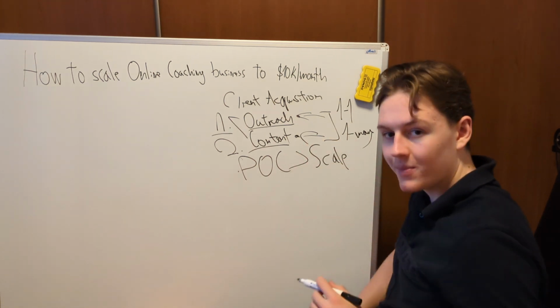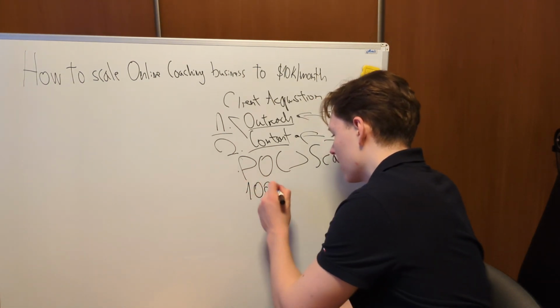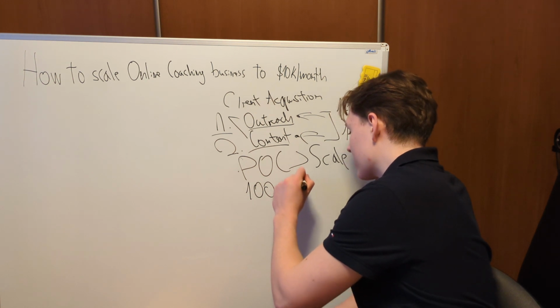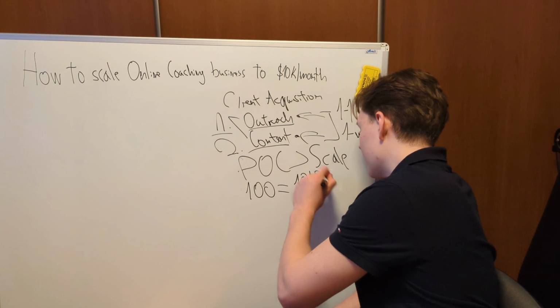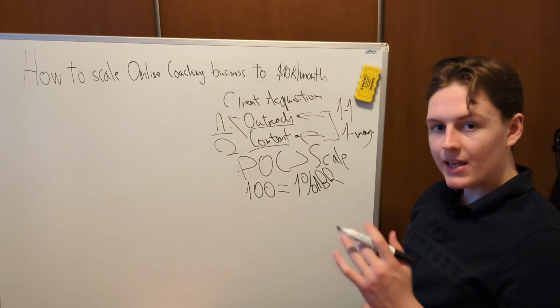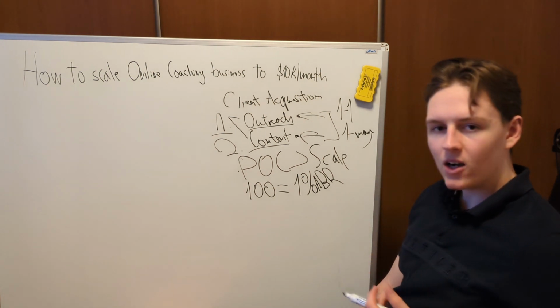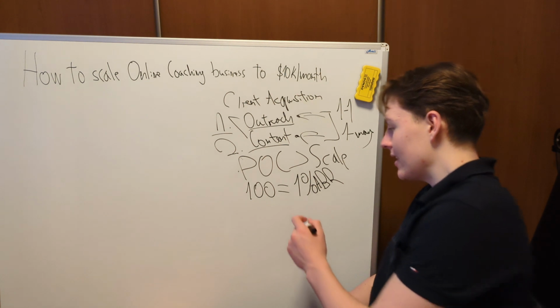Proof of concept in outreach means that for every 100 messages, you should get at least a 1% appointment booking rate, alright? ABR. That means that every 100 messages you send, you get at least one appointment out of that, so that you have at least some relevant number that you can then apply to scale.